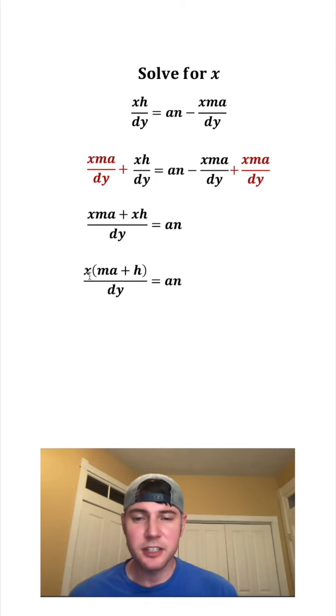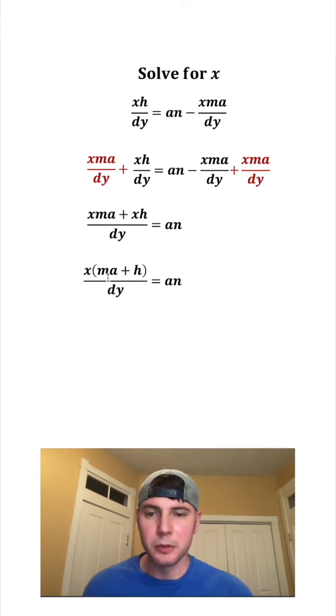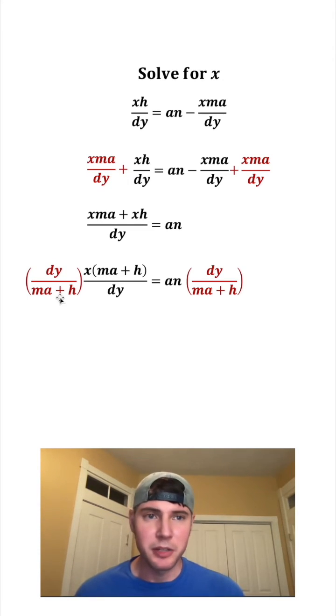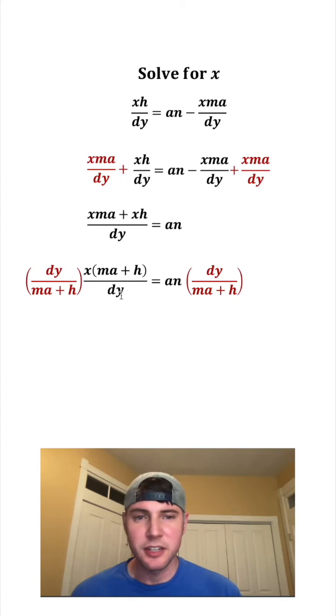Right now, the x is being multiplied by this divided by this. In order to get the x alone, we can multiply both sides of the equation by the reciprocal of this, dy over ma plus h. This dy cancels with this dy, and this ma plus h cancels with this ma plus h, giving us just x on the left-hand side.